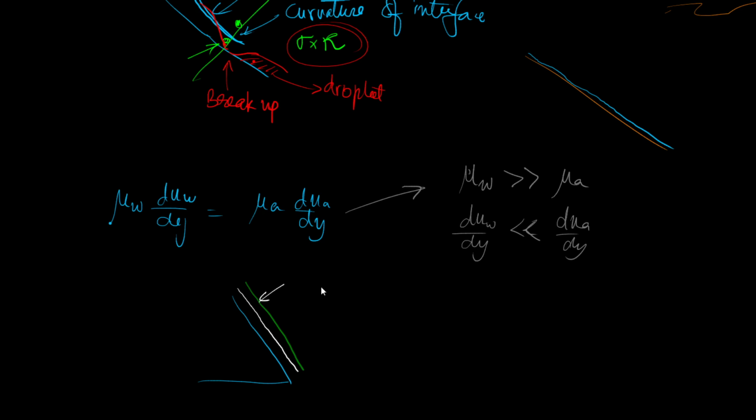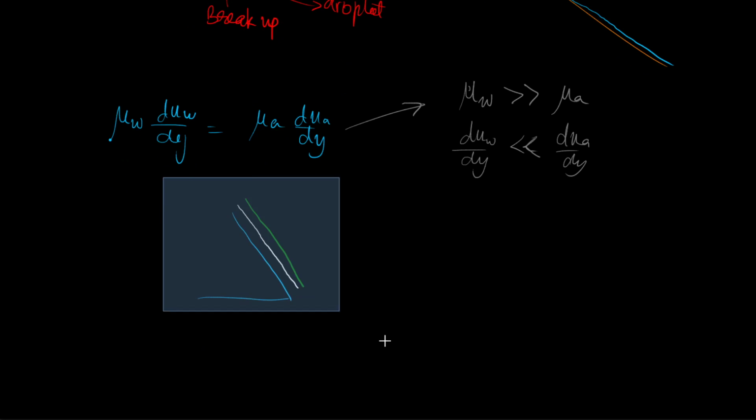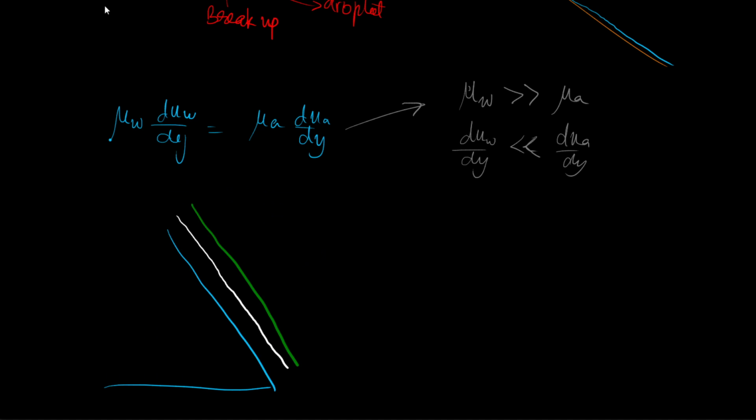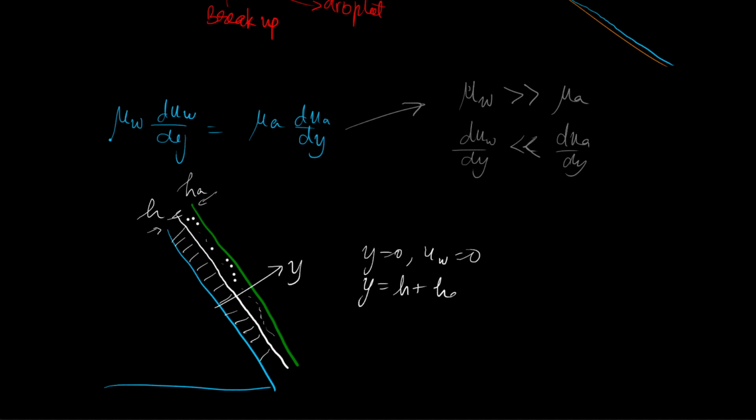Okay. So at this green surface, let me just zoom in to this. So this is the water and this is the air. So if this gap is small h, this gap is say small ha. At y equal to 0, u water equal to 0, at y equal to h plus ha, u air is equal to 0. So the velocity profile would be something like we have seen in the previous case. There will be a zero velocity again at the top face for air. You have to then solve for the air.